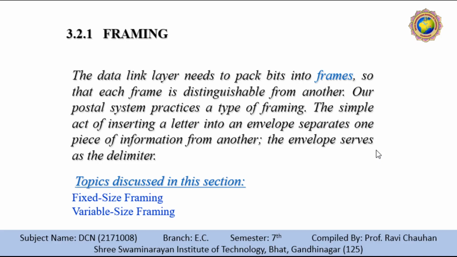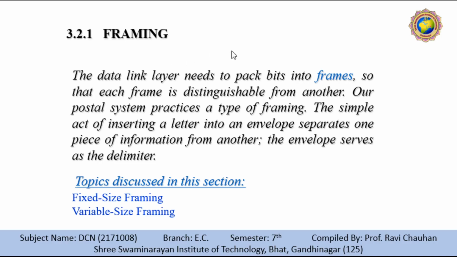The data link layer, on the other hand, needs to pack bits into frames so that each frame is distinguishable from the others. Our postal system practices a type of framing. The simple act of inserting a letter into an envelope separates one piece of information from another. The envelope serves as a delimiter. In addition, each envelope defines the sender and the receiver address, since the postal system is a many-to-many courier facility.